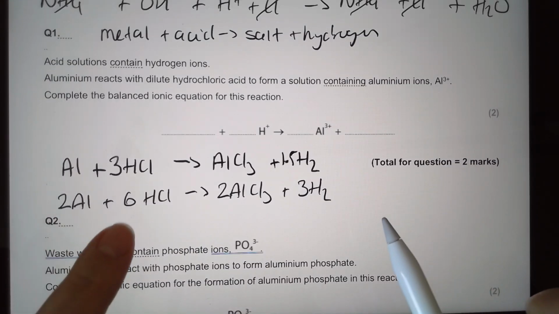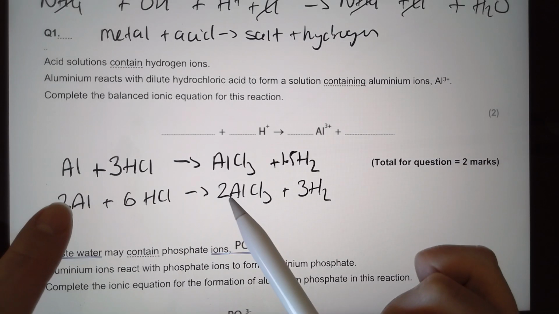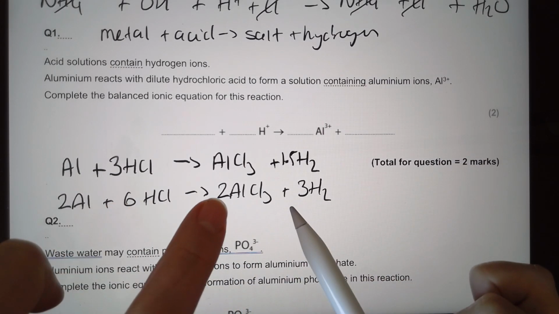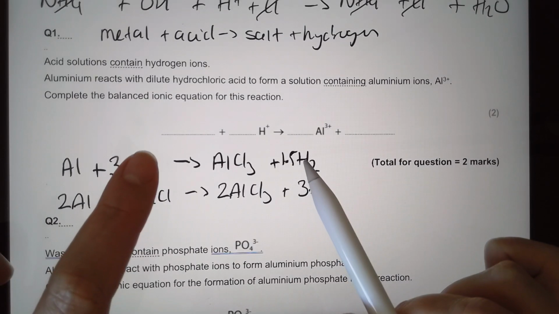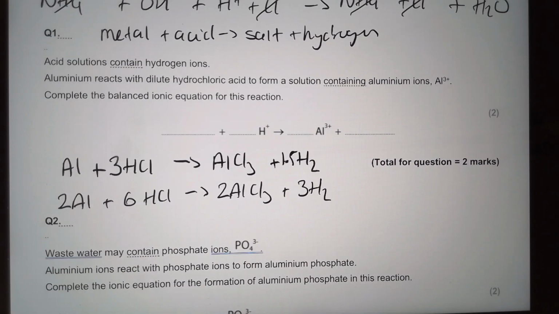Just double check that this is still balanced. 6 hydrogens, 6 hydrogens, 2 aluminiums, 2 aluminiums, 6 chlorines, 6 chlorines. Fractions are fine, but you can get rid of that 0.5 by multiplying everything by 2.